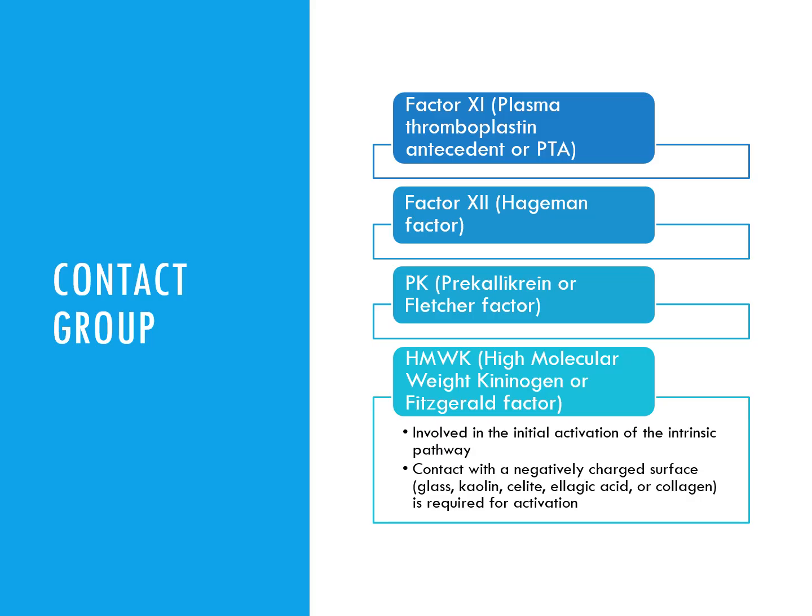One of the reasons we call them the contact group is because when they come into contact with a negatively charged surface, such as glass, kaolin, celite, and a few other things, including collagen, it activates these factors. That might not make a lot of sense at this point in the discussion, but as we go along, keep this in mind because we're going to talk about coagulation factor activation in just a bit.